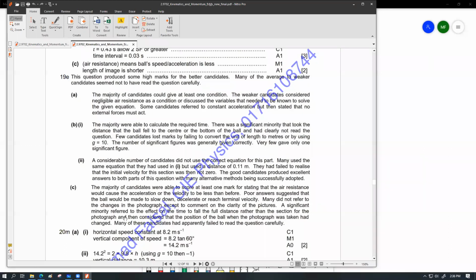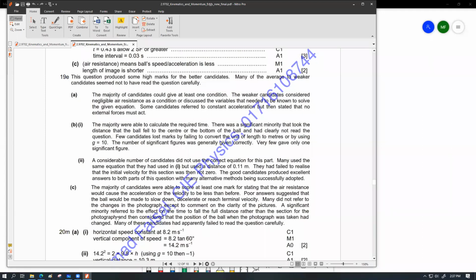Many did not refer to the changes in the photograph except to comment on the clarity of the pictures. What they mean is that many students assume that this blur that we are seeing is a fault of the picture, which actually it is not. It is a default property of the picture. Many students say that the image taken would be clearer, but that is a vague statement because it doesn't specify what exact difference will be seen in the first and the second figure.